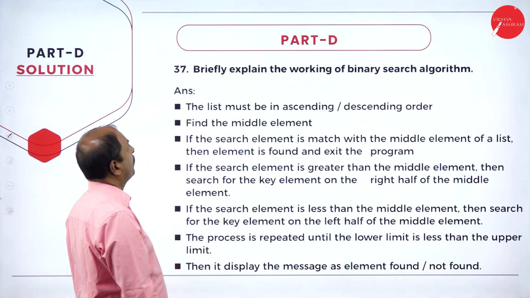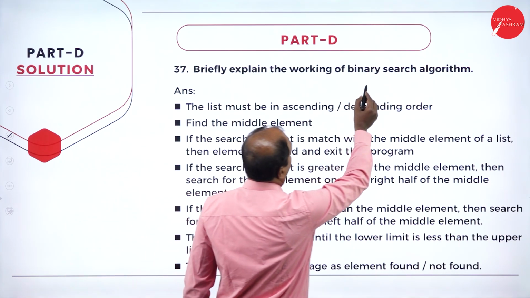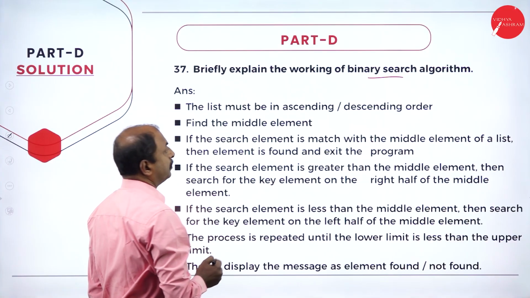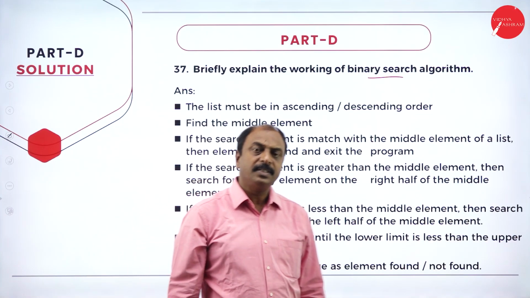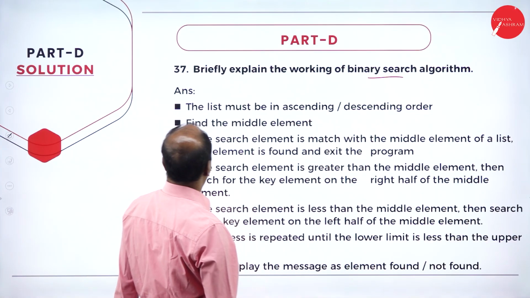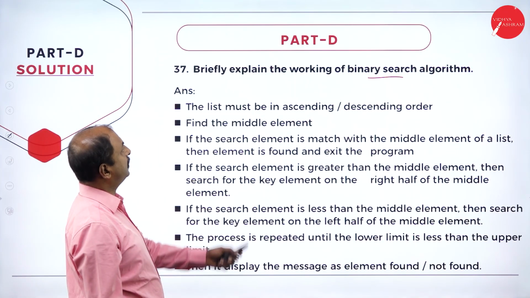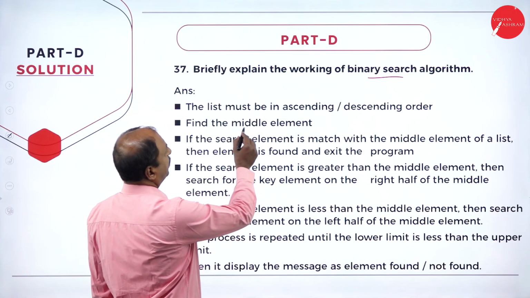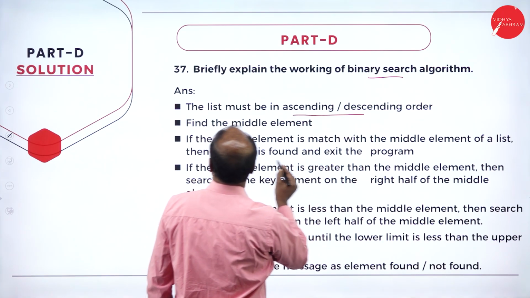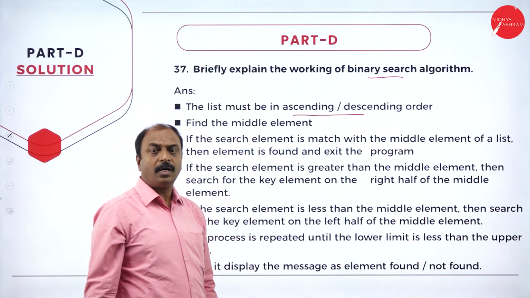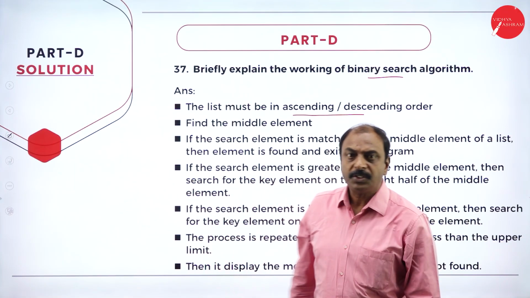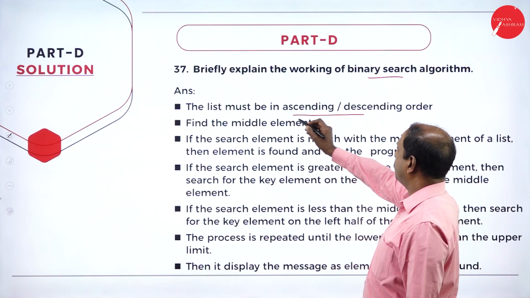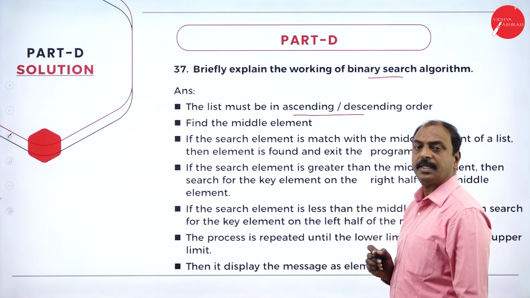Next question. Briefly explain the working of binary search algorithm. One of the searching techniques is binary search. Now here, let us see the algorithm. The list must be in ascending or descending order. The first rule, or the first constraint, is that the list must be in either ascending or descending order.